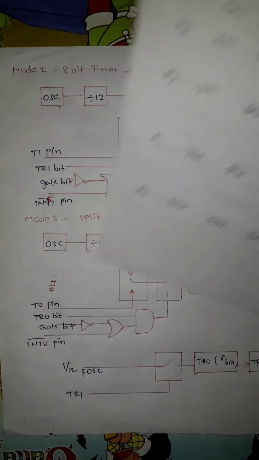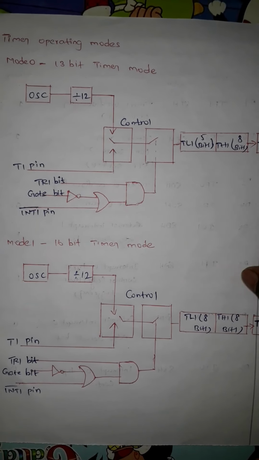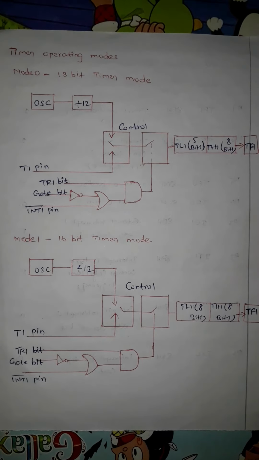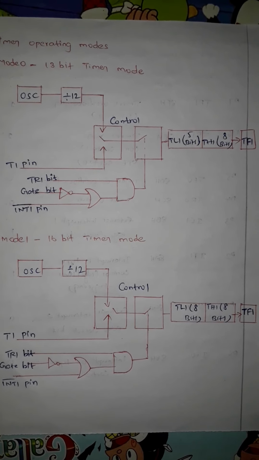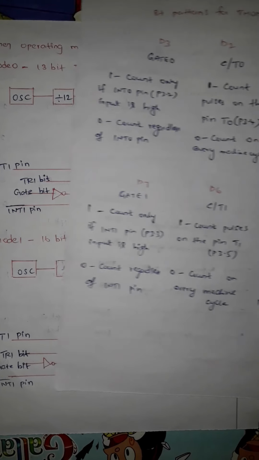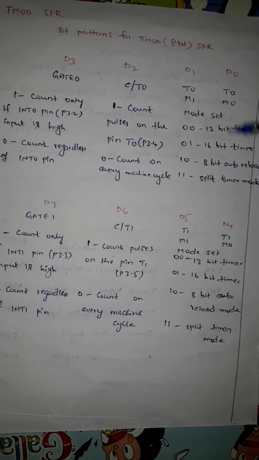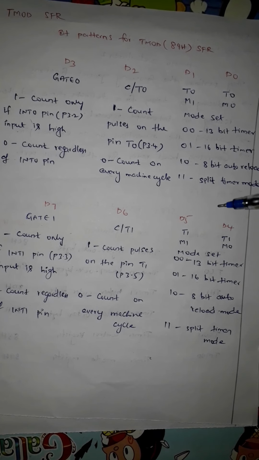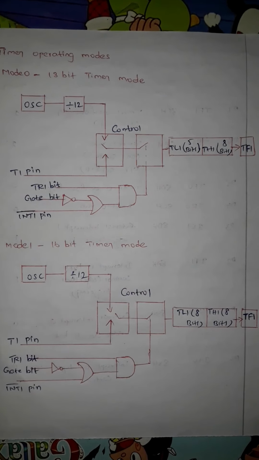Now let us look at the different modes of operation of the timer. As I told you, we have 4 different modes of operation in the timer. So let us look at the 4 different modes of operation of the timer. Now first we will look into mode 0. Mode 0 is a 13-bit timer. You can select mode 0 by selecting D0, D1 for timer 0 and D4, D5 for the timer 1. So by setting these bits to 0, 0, you can select mode 0 for the timer.